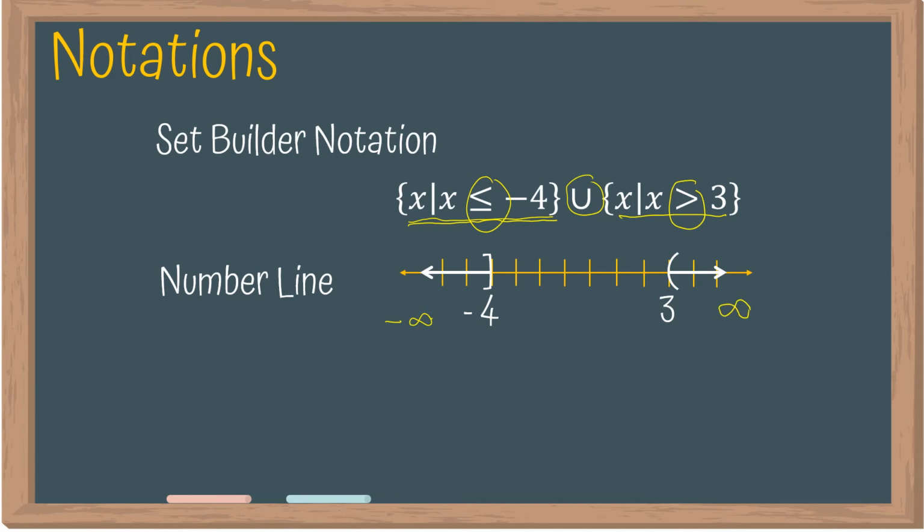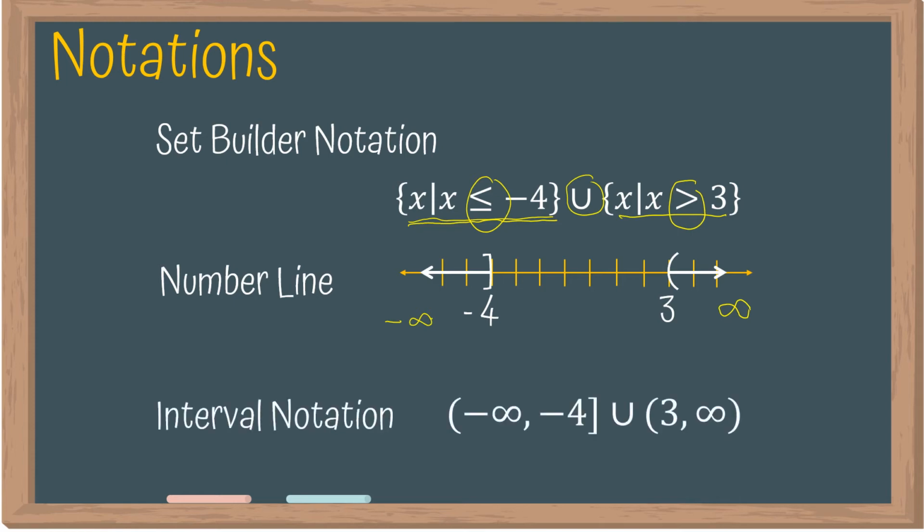So to write that in interval notation, we will just base our answer dun sa ating number line. So it will be, ayan, we still have the union symbol, and then we have negative infinity, -4, and then since bracket yung ginamit natin, we have a bracket also here, and then we have 3 and positive infinity.